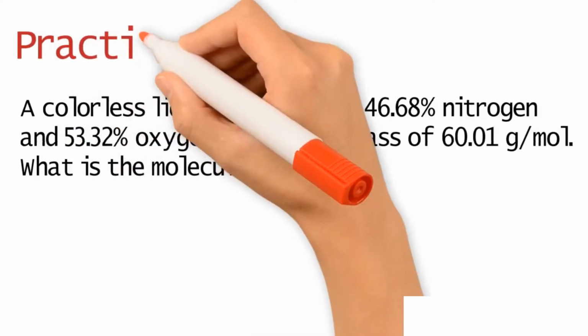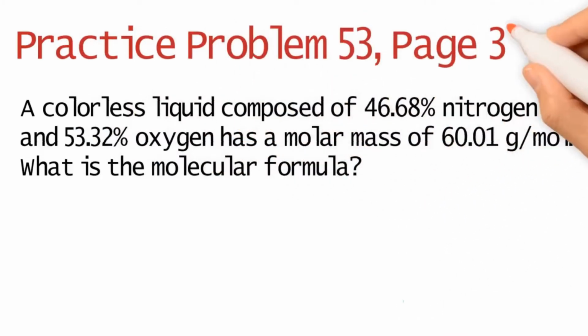Now let's try an example. Practice problem number 53 on page 335. A colorless liquid composed of 46.68% nitrogen and 53.32% oxygen has a molar mass of 60.01 grams per mole.